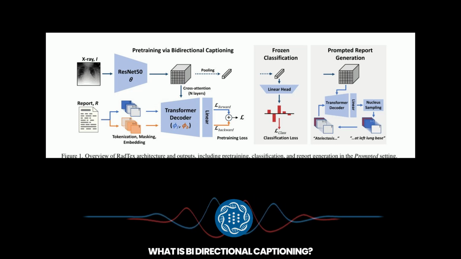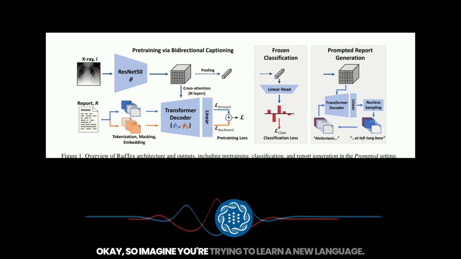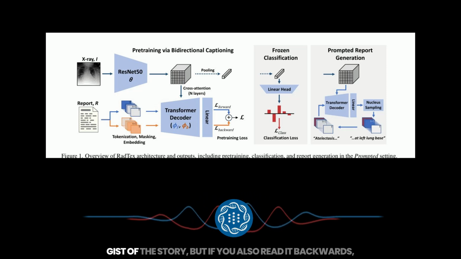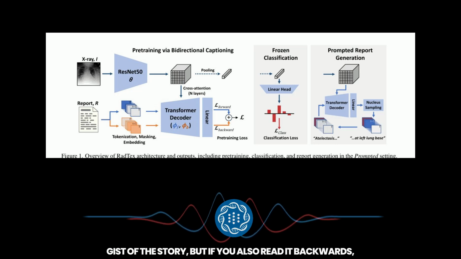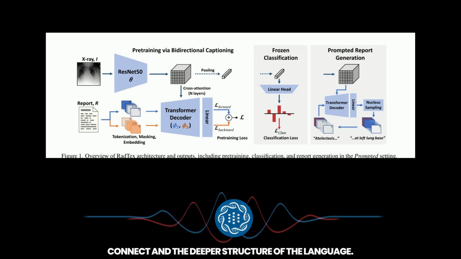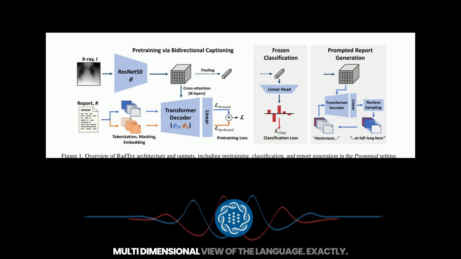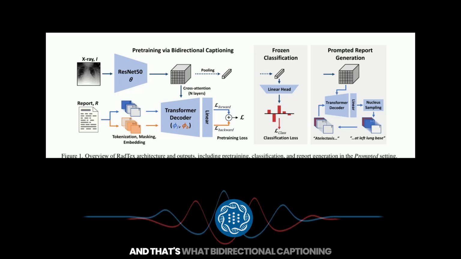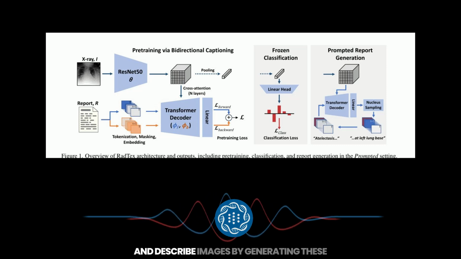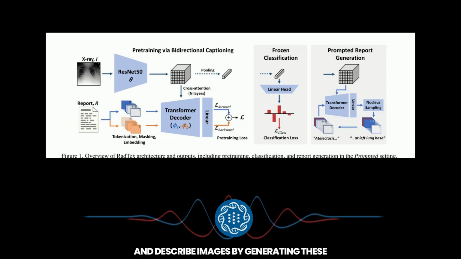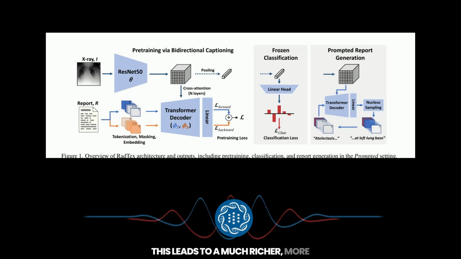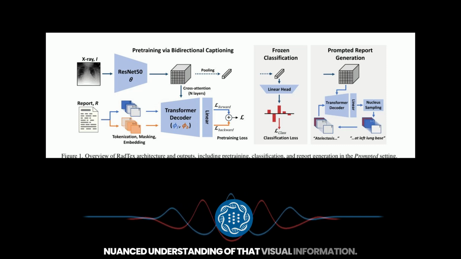What is bidirectional captioning? Imagine you're trying to learn a new language. If you only read a book forwards, you get the basic gist of the story. But if you also read it backwards, you'd start picking up on the nuances, the way the words connect, and the deeper structure of the language. It's like getting a multi-dimensional view. Exactly, and that's what bidirectional captioning does for RadTex. It trains the AI to understand and describe images by generating text descriptions both forwards and backwards. This leads to a much richer, more nuanced understanding of visual information.